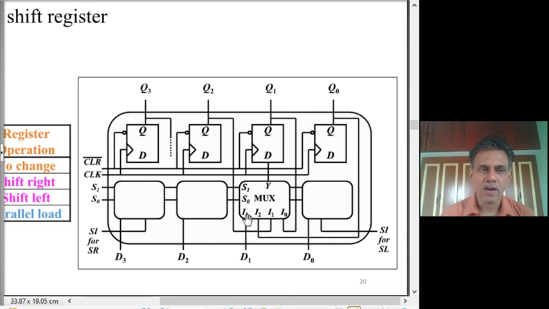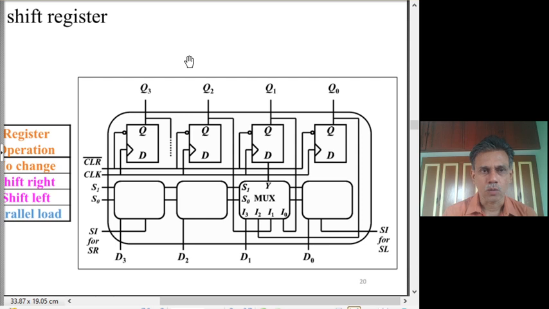And the 1, 1 condition is parallel load. If you look at it, 1, 1 means I3 will get selected. To the I3 input, we have connected the external D input. So there are 4 bits D0, D1, D2, D3 which are used for providing the 4 bits to be loaded in parallel. So that bit will get stored here.